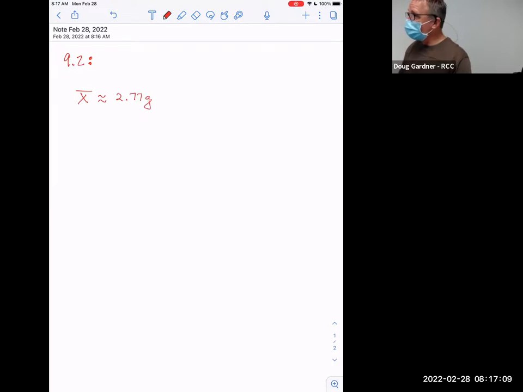It'd be a big mistake on your final project to say 2.77. You should say 2.77 grams. That'd be really important. You're communicating nothing if you leave that unit off. And the standard deviation we got was 0.43. Again, approximately 0.43 grams.